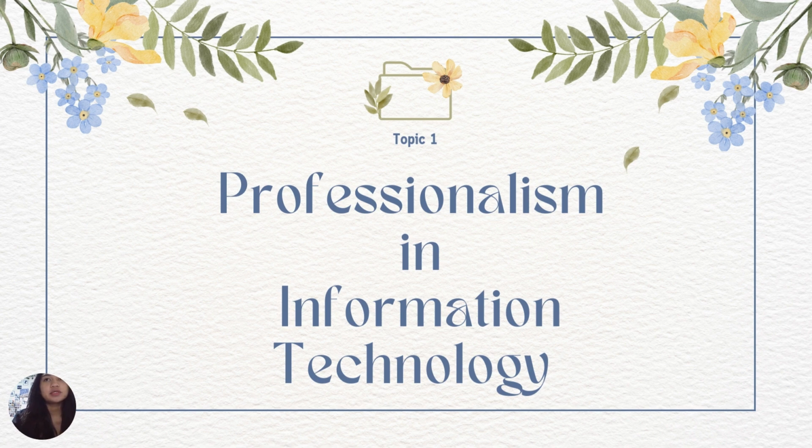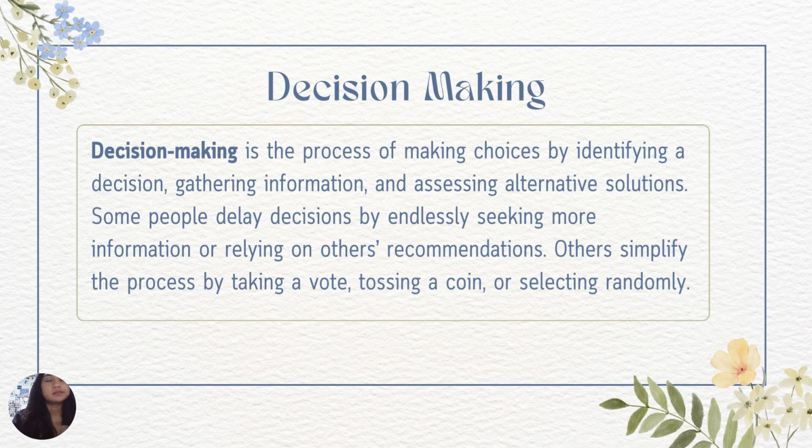So, for this one, what is decision making? Decision making is the process of making choices by identifying a decision, gathering information, and assessing alternative solutions. Some people delay decisions by endlessly seeking more information or relying on others' recommendations. Others simplify the process by taking both, tossing a coin, or selecting randomly.